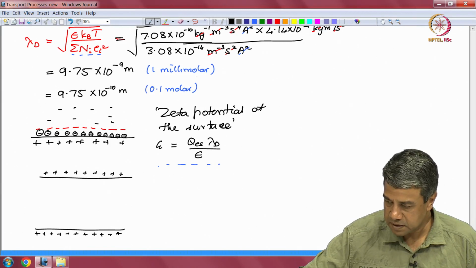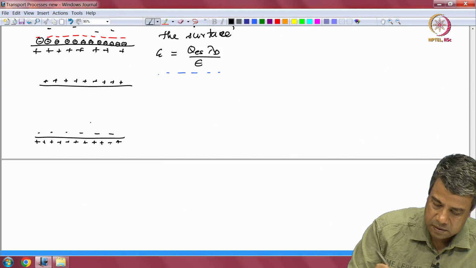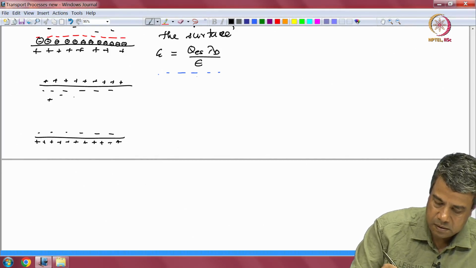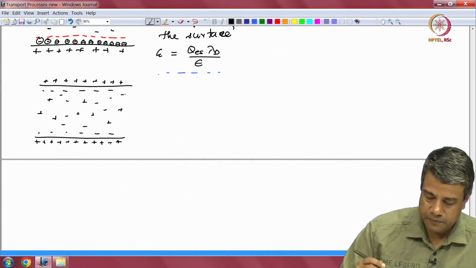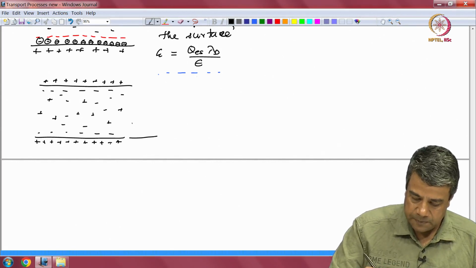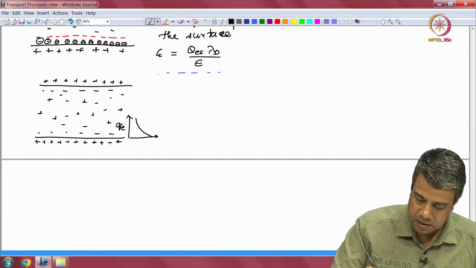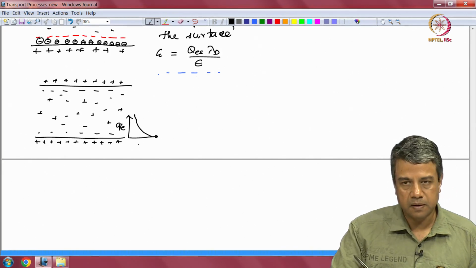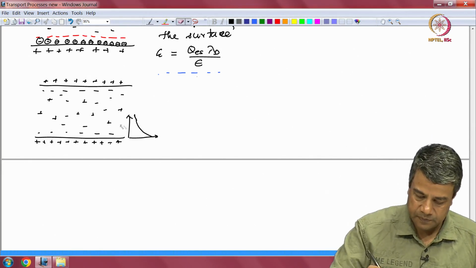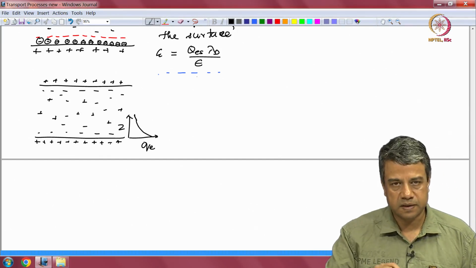And you have an excess of charges close to the surface, excess of negative charges close to the surface. And as I said, this charge density Q E decreases exponentially over a length scale comparable, sorry, I should write Z here. As a function of Z, the charge density decreases exponentially from the surface.